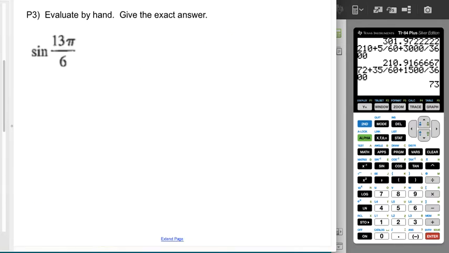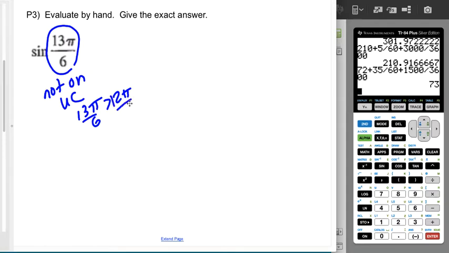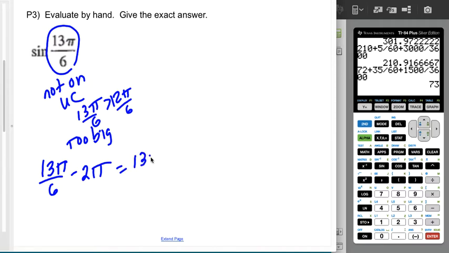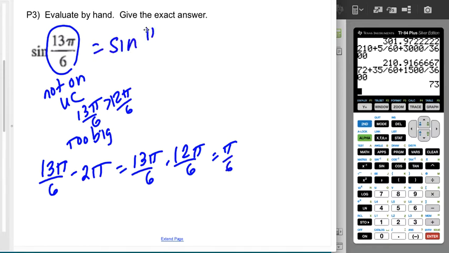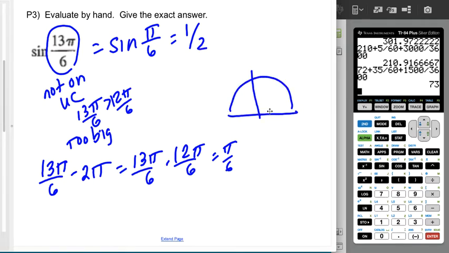Same idea, you're going to try sine of 13 pi over 6, right? So again, 13 pi over 6 is not on the unit circle. Specifically, it's too big because 13 pi over 6 is bigger than 2 pi, right? That would be 12 pi over 6. So it's too big to be on the circle, which means I should probably try subtracting a full circle. So 13 pi over 6 minus that full period would be a 13 pi over 6 minus a 12 pi over 6, which is just a pi over 6. So this thing is the same as the sine of pi over 6, which is a 1/2, because this is my pi over 6 right here.